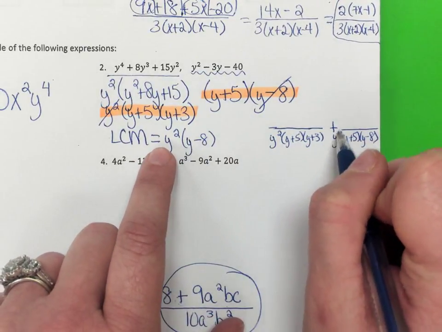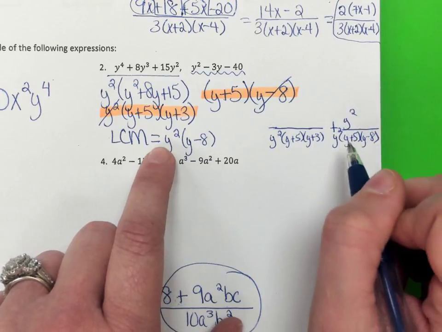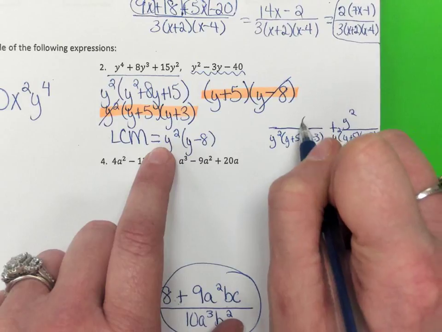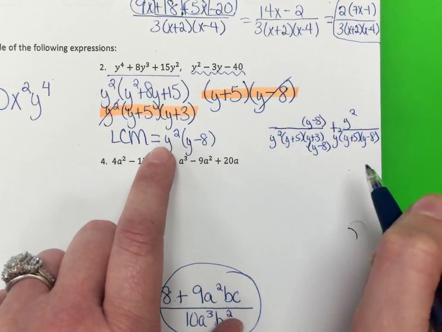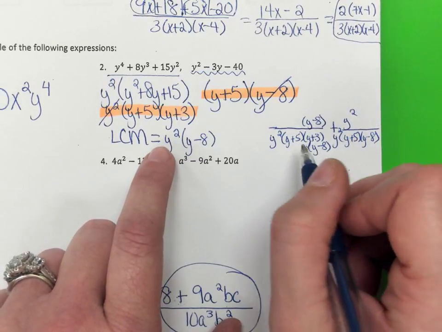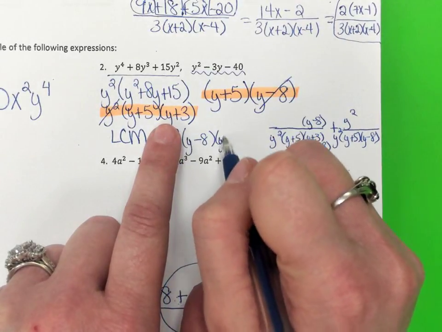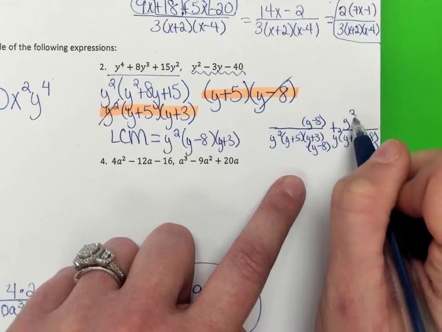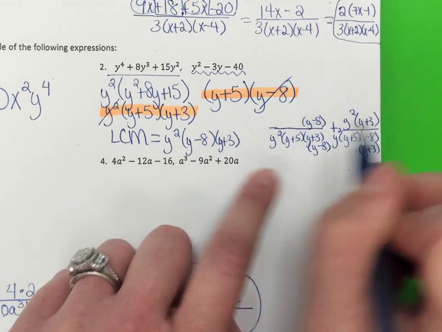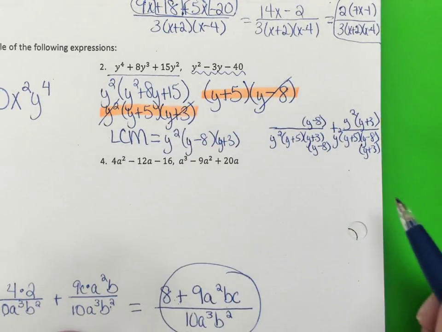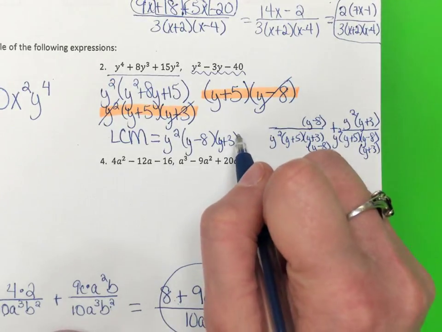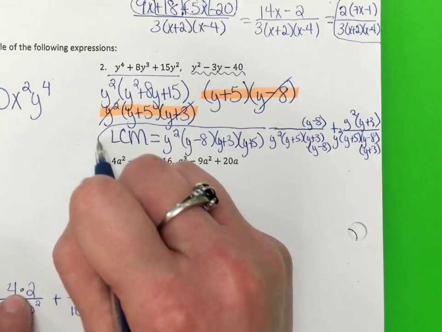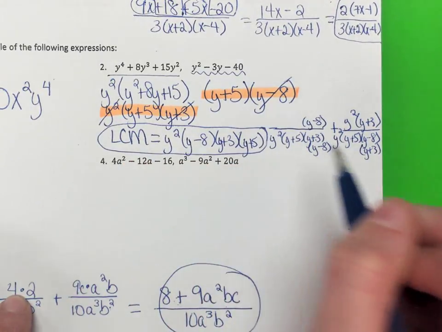So this one would need a y squared on top and bottom, right? Then this one would need a y minus 8 on top and bottom. What else would we need? Y plus 3. Let's see, that would be this one, right? Y plus 3. What else do we have? Y plus 5 needs to be on the bottom. And then that would be your answer. Does that make sense?